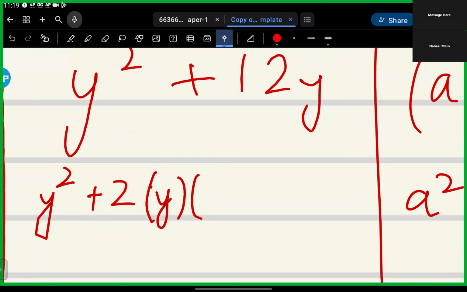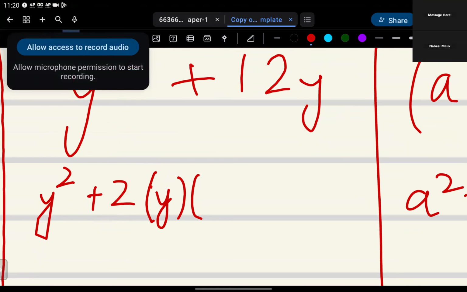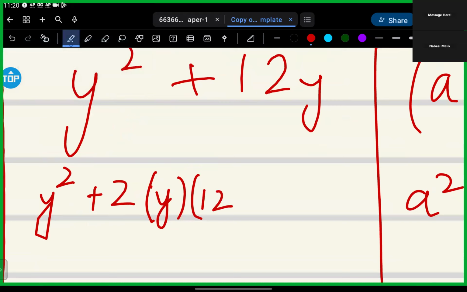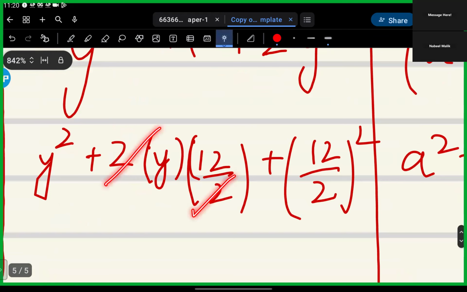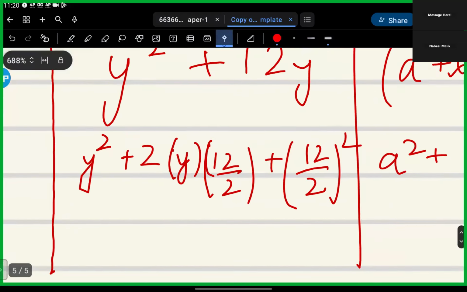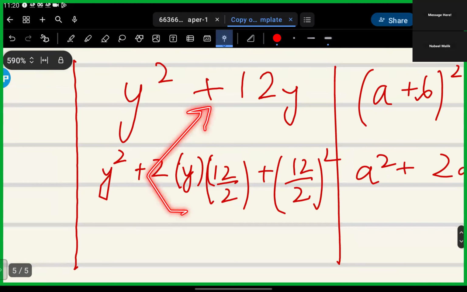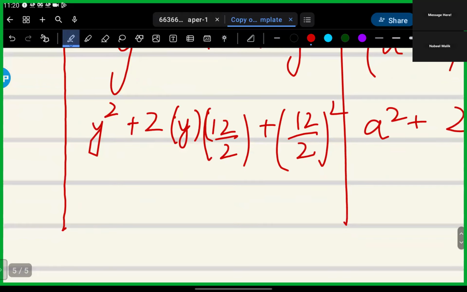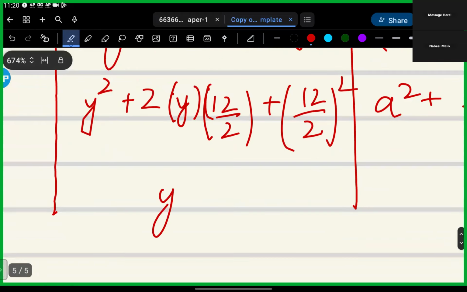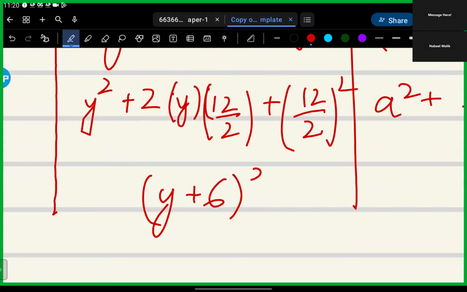Now let me show you that. It is going to become 12 divided by 2, and plus (12 divided by 2) square, right? Now what's going to happen over here? This 2 is going to cancel out this 2, and the equation is going to come back again. Now we just have to put this in brackets: y plus 6 square, and you can just write this exactly over here.